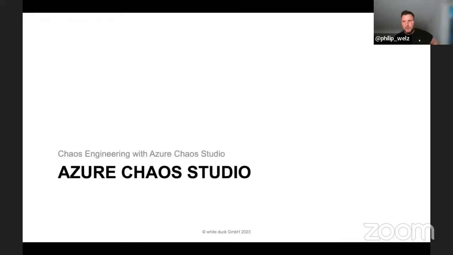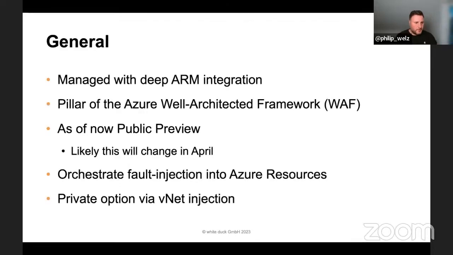With that knowledge, we will take a brief look at Azure Chaos Studio. Chaos Studio is a managed service by Microsoft Azure, which has a deep ARM integration. That means you can deploy all the resources you need for chaos engineering on Azure with ARM templates, Bicep or Terraform, the tool of your choice. As I said before, it's a pillar of the Azure Well-Architected Framework.